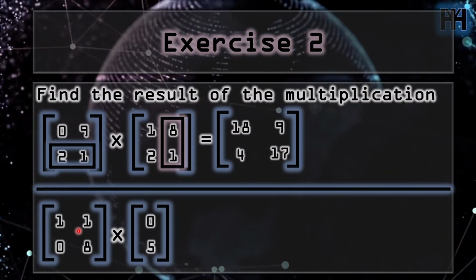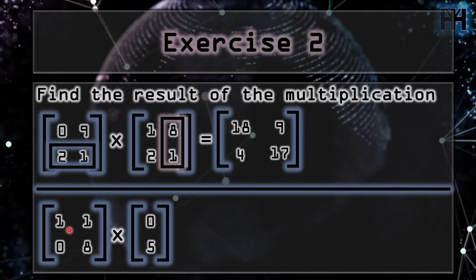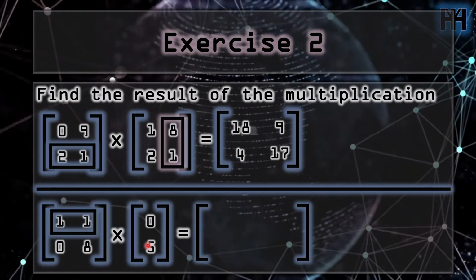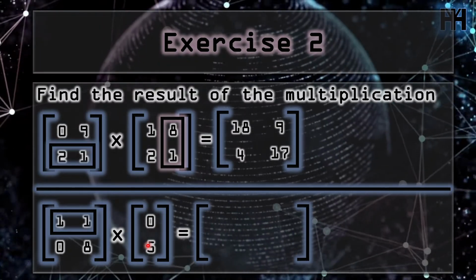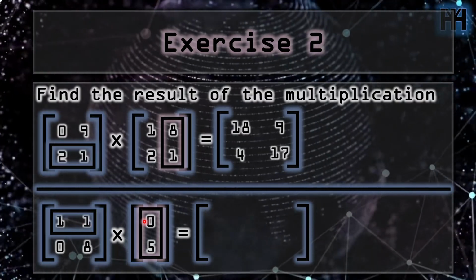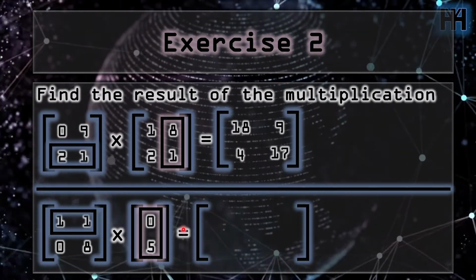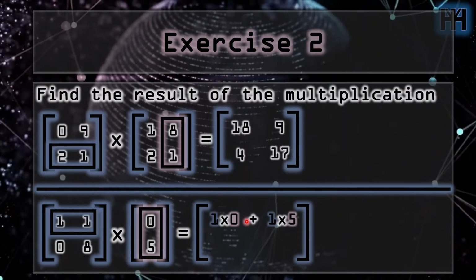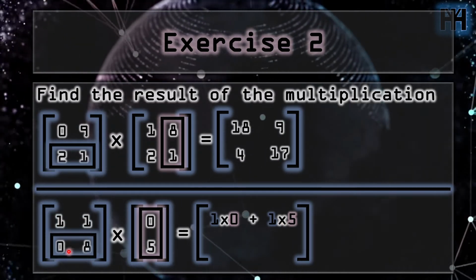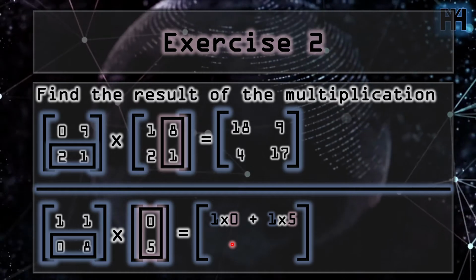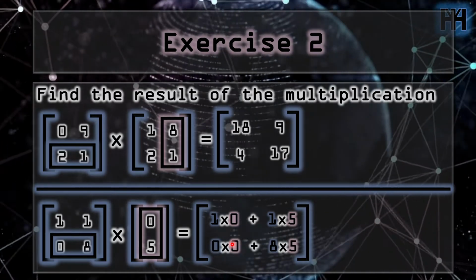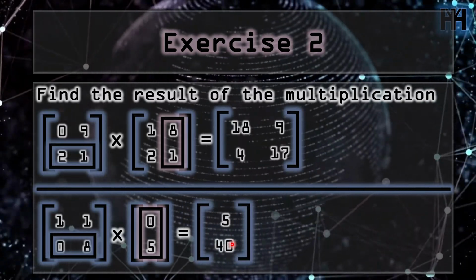Okay, let's see here. This is an easier multiplication. You will take first the first row with the first column, or we can say the only column here. So 1 and 1, 0 and 5. We'll have 1 multiplied by 0 plus 1 times 5, and for the second row, 0 and 8 times 0 and 5, so 0 times 0 plus 8 times 5. The result will be 5 and 40.